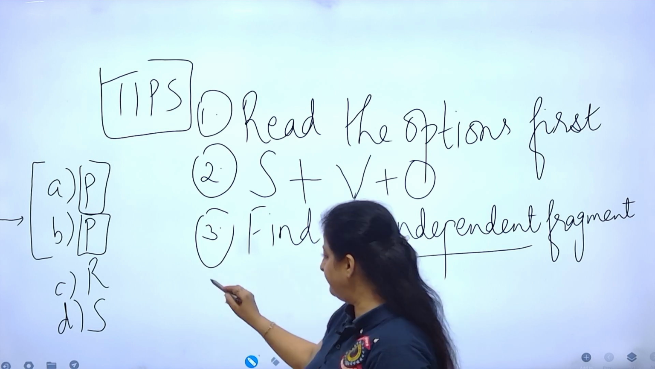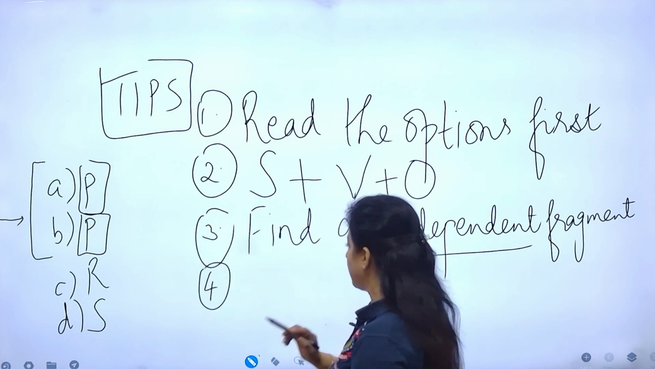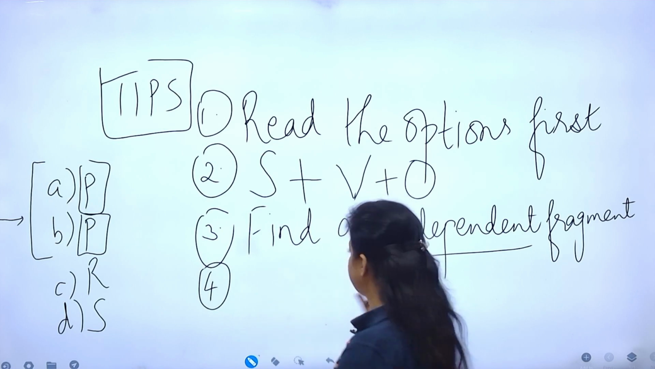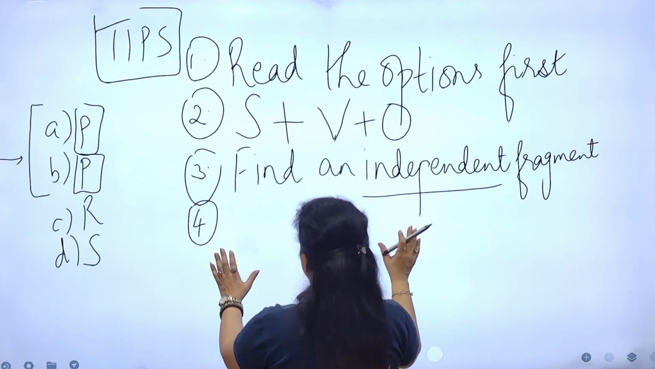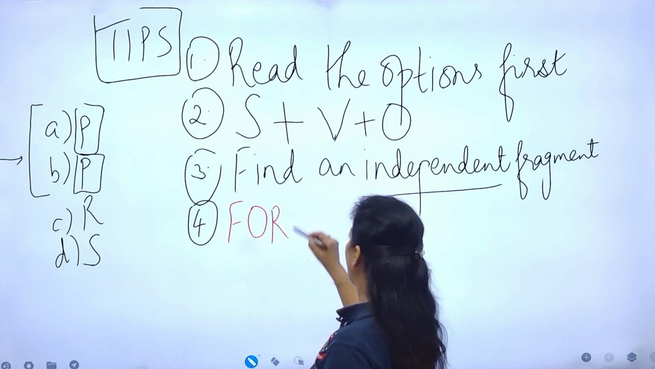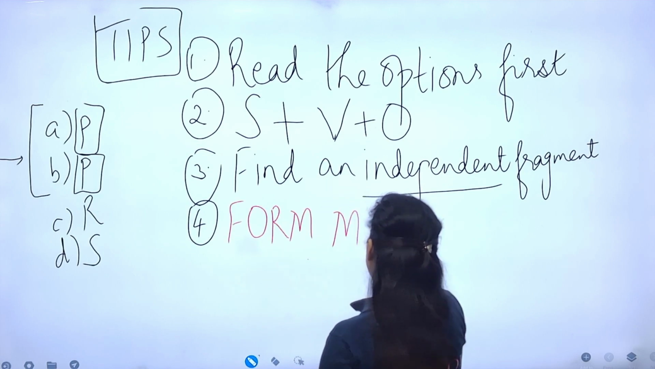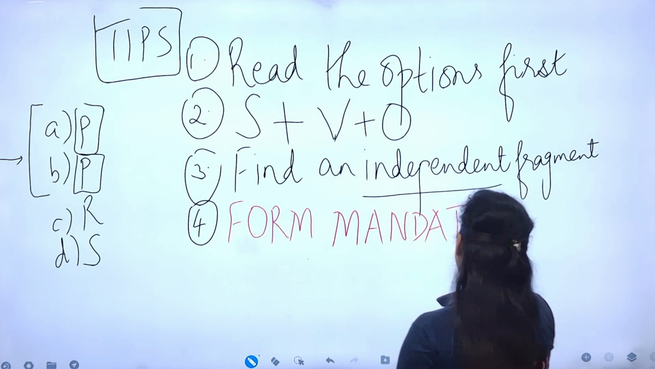Okay. Now, what is the most important approach? I'll change the color for that just to highlight that that is the most important. That is the actual approach to do ordering. And that is for mandatory pairs.